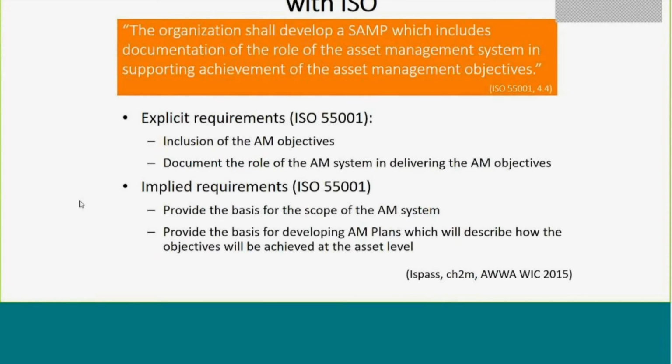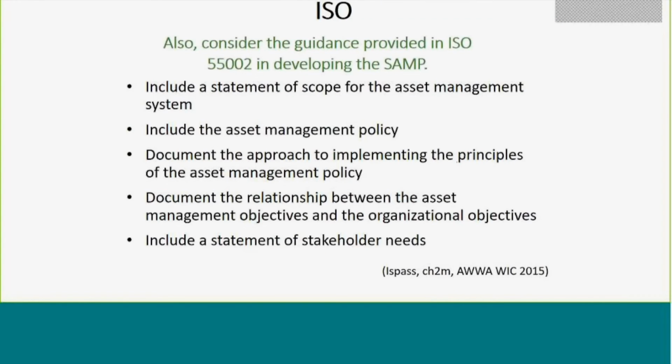With respect to the strategic asset management planning, there are both explicit as well as implied requirements in these new standards that are being embraced, which include the asset management objectives and provide a basis for the scope of an asset management approach in a system. And then finally, drafting the strategic asset management plans in conformance with these standards requires these items: a statement of scope for an asset management system, the asset management policies themselves, documenting the approach to implementing these principles, documenting the relationship between the objectives and the entire organizational objectives and the organization's overall strategy, and then reflecting stakeholder needs and desired service levels.